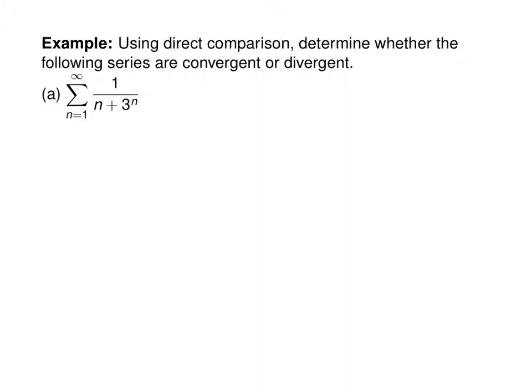Now the next tests that we had were the comparison tests. With the comparison tests, you could either directly compare your series to a known series, or you can use the limit comparison test. So for the first example, this series is awfully like 1 over 3 to the n. And notice that n plus 3 to the n is bigger than 3 to the n because we have positive n's. So 1 over n plus 3 to the n is less than 1 over 3 to the n.